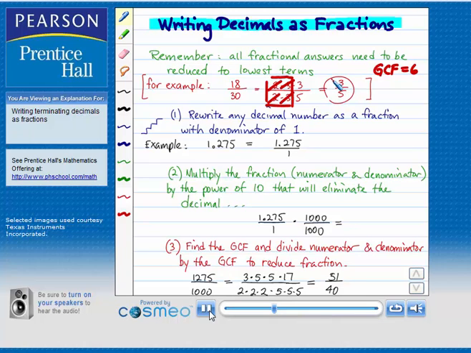3/5 is a fraction in lowest terms because the numerator and denominator share no common factors other than 1. 3 is a prime number in this case. 5 is a prime number.